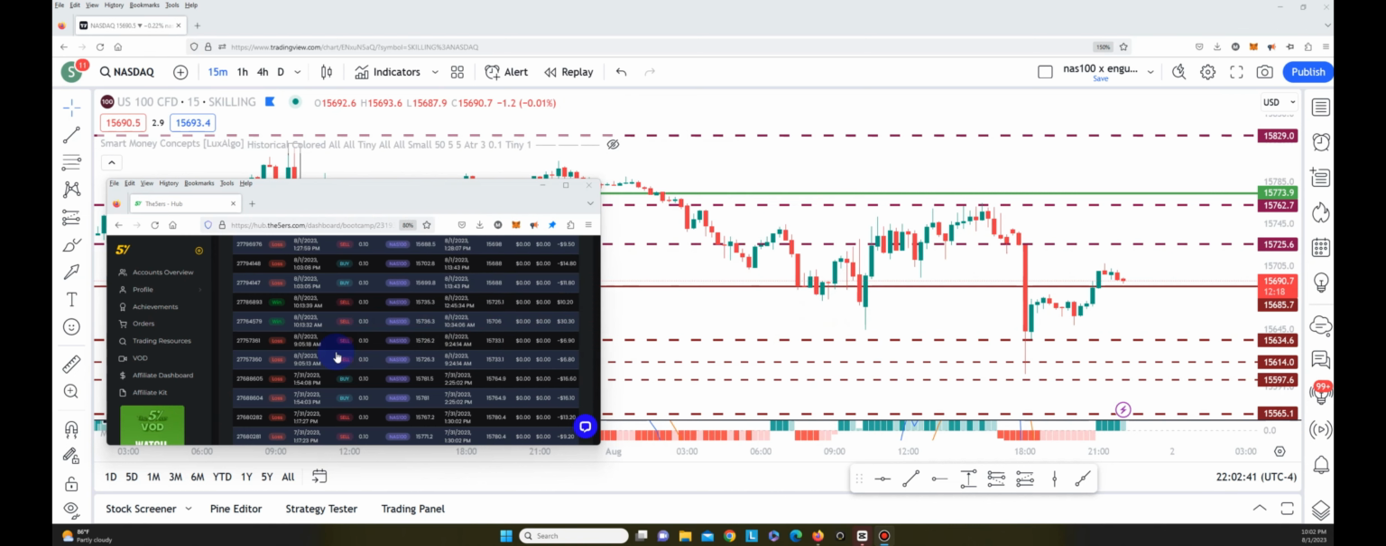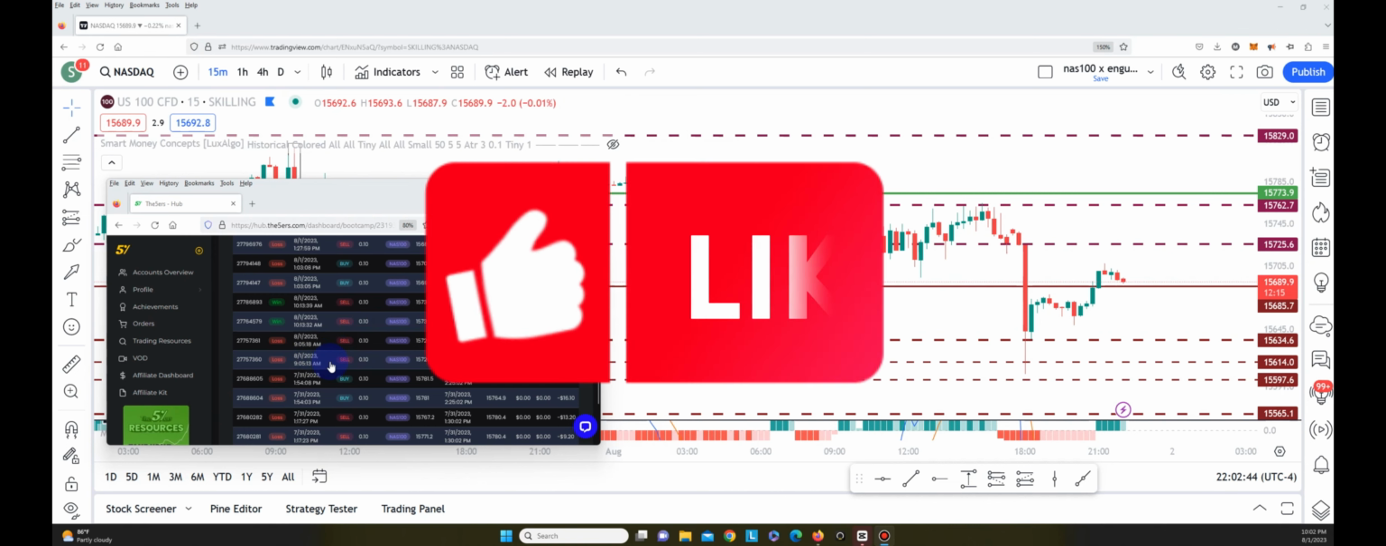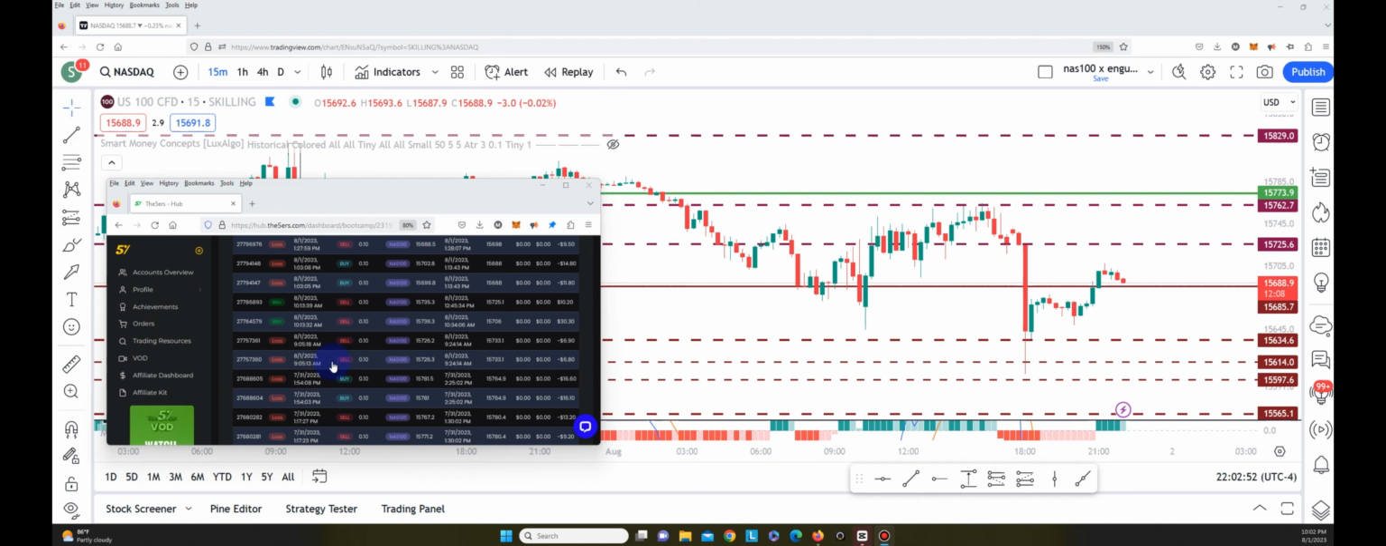And today we're going to be looking at my trades on the NASDAQ 100 today. I started with a trade from around 6 a.m. I have found a way to keep the losses under a certain amount, so that helps with risk management.